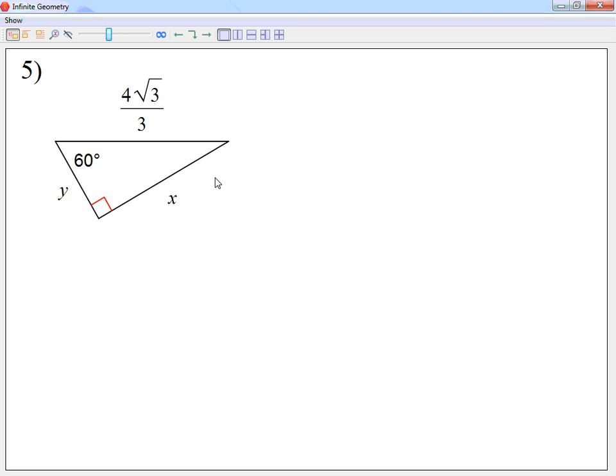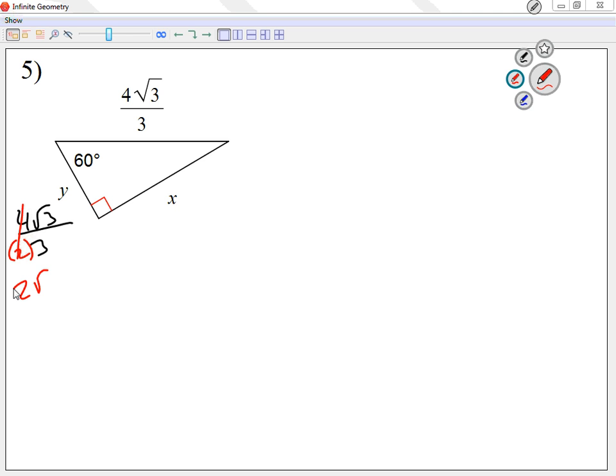Okay, so now this one is a 30, 60, 90. So from the hypotenuse, the biggest side, to go to y, let me write down first, 4 radical 3 over 3. Let me write down my number first. I know in this case I have to divide by 2. When we divide, we put the number at the bottom. You can simplify the 4 over 2. So I'm going to call this 2 radical 3 over 3. That's y. Right?